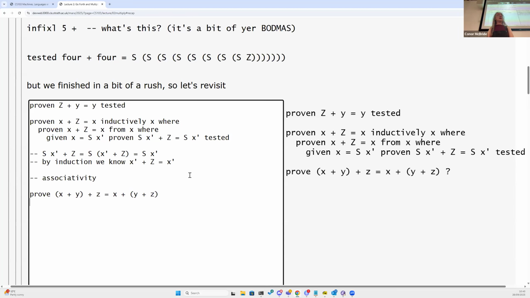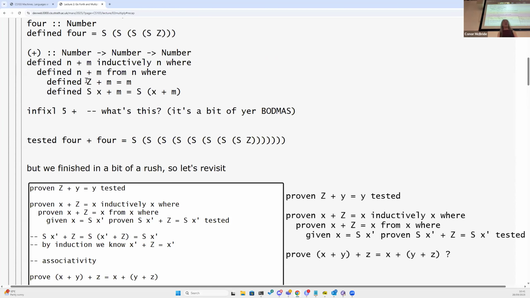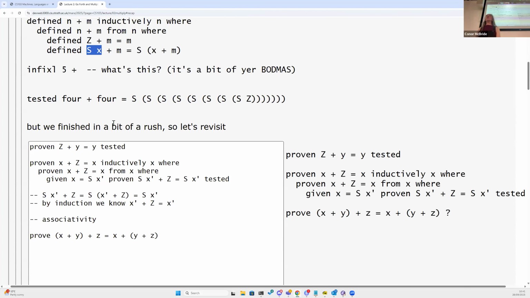So I want to teach you the art of playing a game called Why Is It Stuck? That's the key. If you can learn to play Why Is It Stuck, you will nail this module. From the very definition of plus, you can see that plus is desperate to know the truth about its first input. So plus is stuck if its first input is stuck.